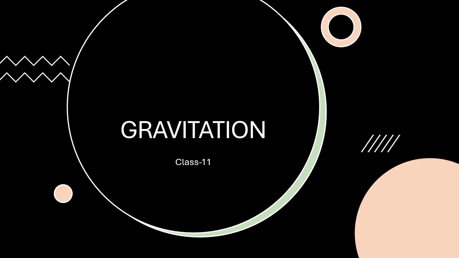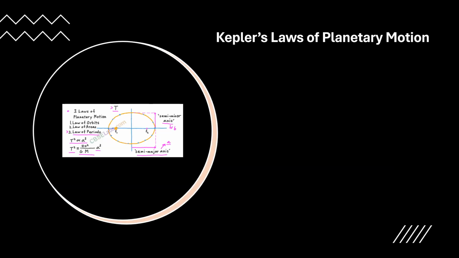Today we'll be discussing the chapter Gravitation. So in the first line we'll be discussing Kepler's laws of planetary motion. Johannes Kepler formulated three laws which describe planetary motion. They are as follows. Law of orbits.